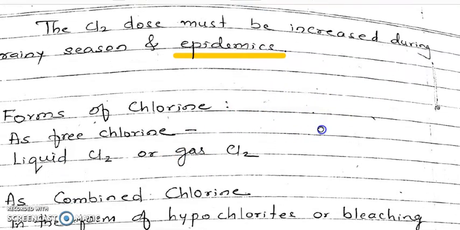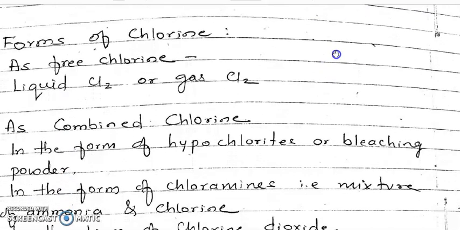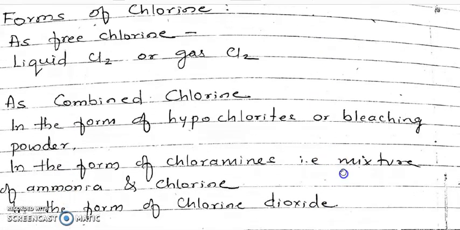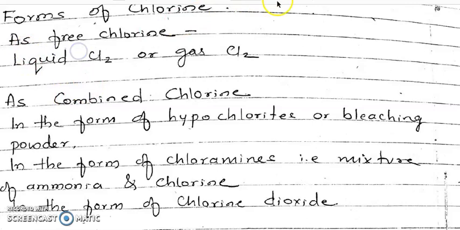Now next, there are other forms of chlorine which can be used as a disinfectant. So what are the different types of chlorine? Generally, you have studied what is meant by chlorination. Now you have to see in what different forms you can add chlorine to the water. First one is free chlorine. So what are the different types of free chlorine which you can use in water disinfection?